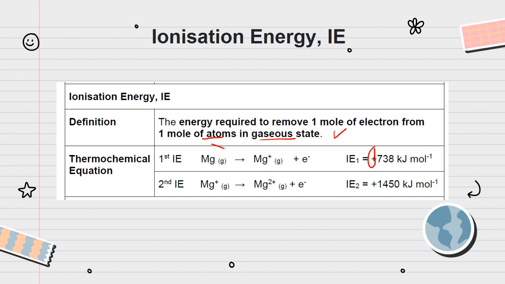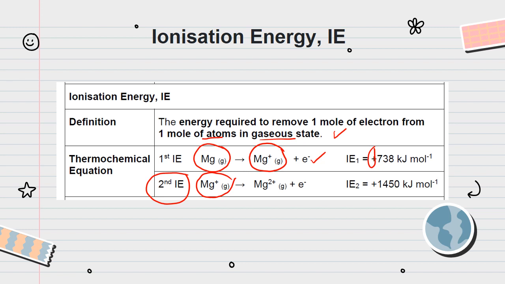So from a gaseous atom, as you can see, this is the first IE. The first IE, we remove an electron from a gaseous atom that has no charge. So we remove 1 electron, that's why it becomes Mg plus, plus the electron that we remove. This is the first IE. And then we have the second IE. The second IE we do not remove from the gaseous atom. The second IE we remove from the gaseous ion.